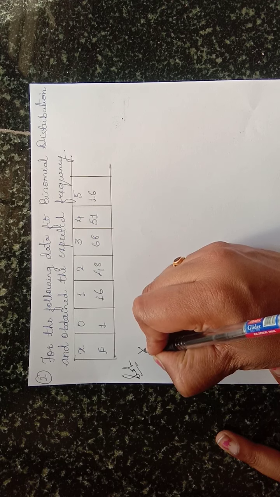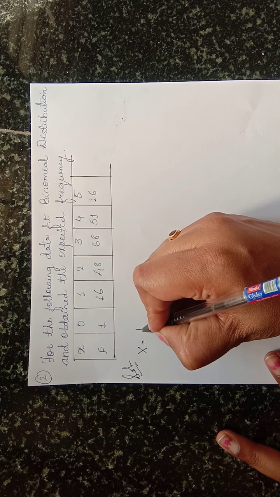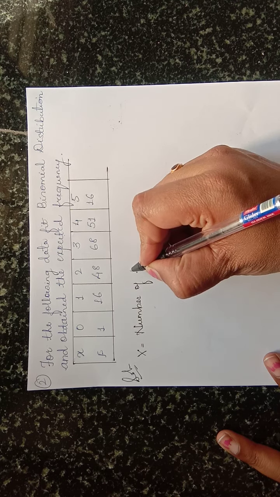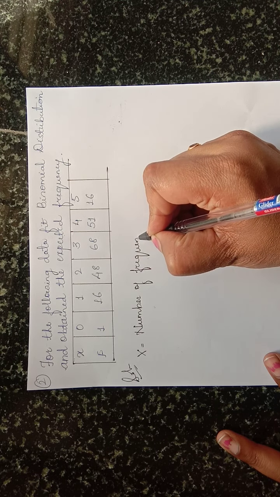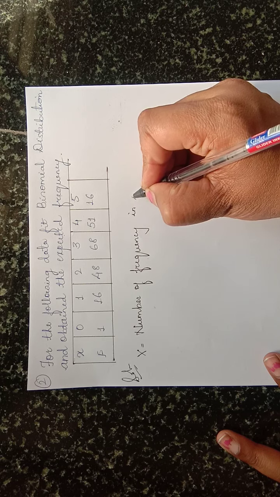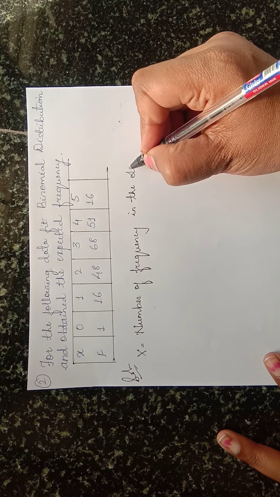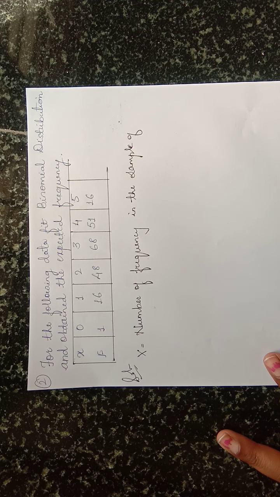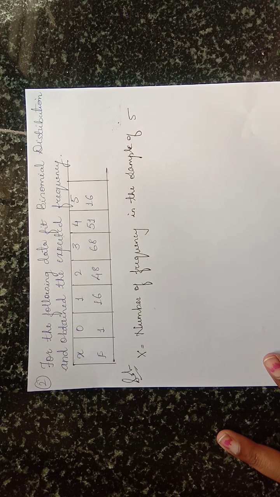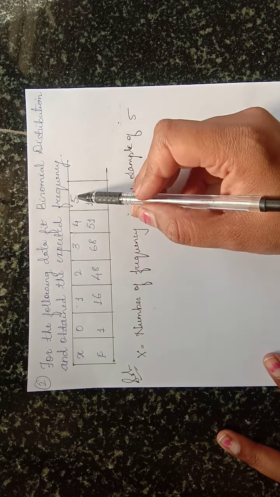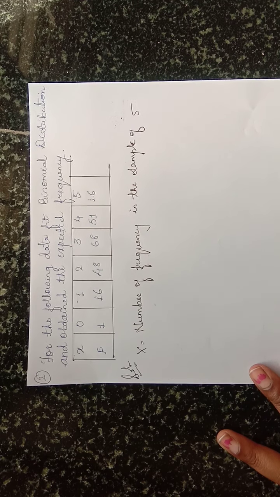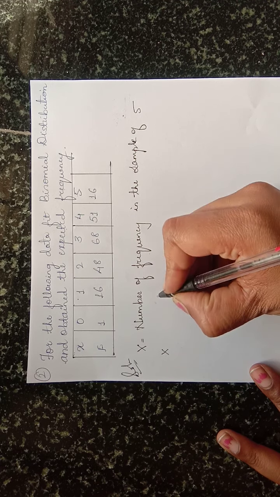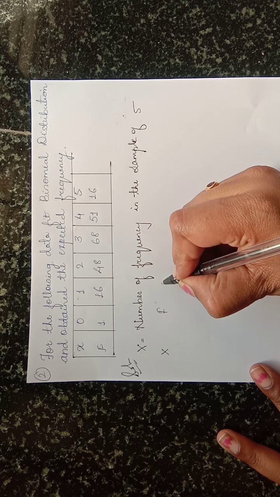First you have to write, x denotes the number of frequency in the sample of 5. Sample of 5. How many samples are there? 5. So the first step is to find the mean. So we need the x column and the frequency column.